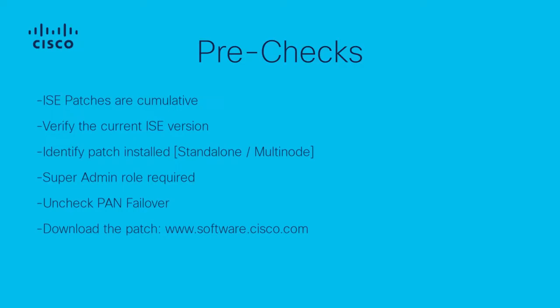If the patch is successfully applied on the primary PAN, Cisco ISE will automatically proceed to the secondary nodes. However, if the installation fails on the primary PAN, it will not continue to the secondary nodes.